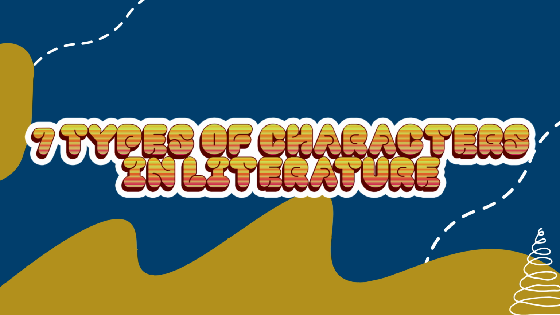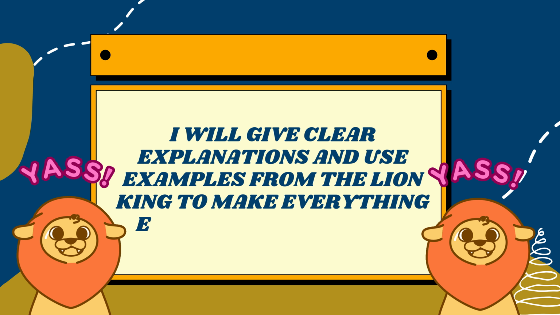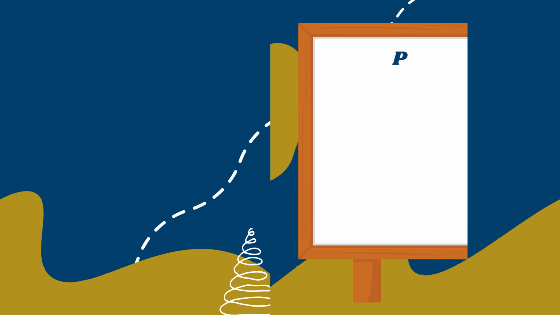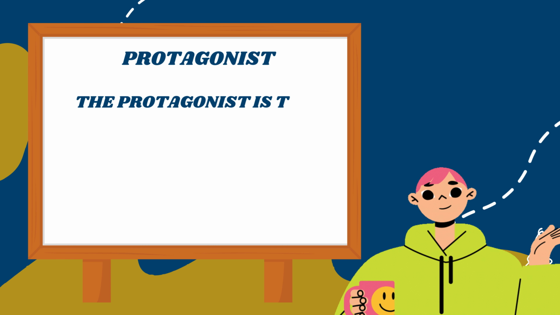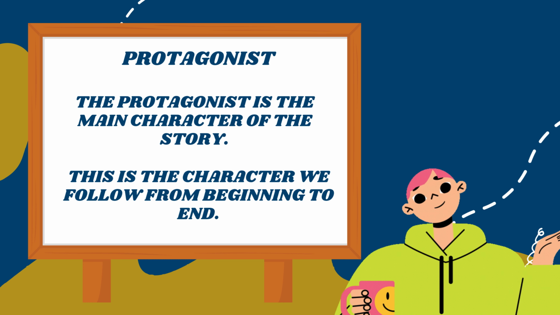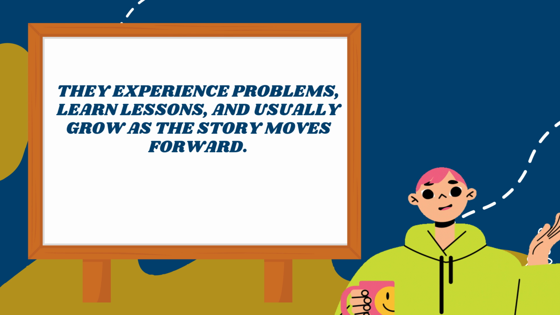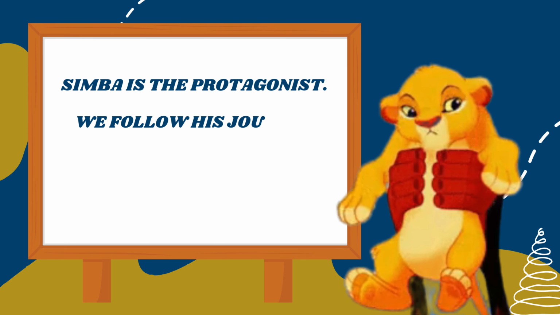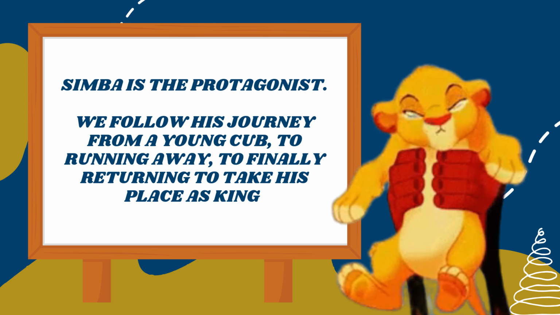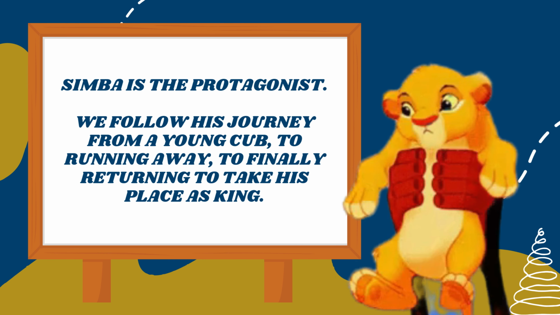Now, let's talk about the 7 types of characters in literature. I will give clear explanations and use examples from The Lion King to make everything easier to understand. First, protagonist. The protagonist is the main character of the story. This is the character we follow from the beginning to the end. They experience problems, learn lessons, and usually grow as the story moves forward. For example, Simba is the protagonist. We follow his journey from a young cub to running away to finally returning to take his place as king.